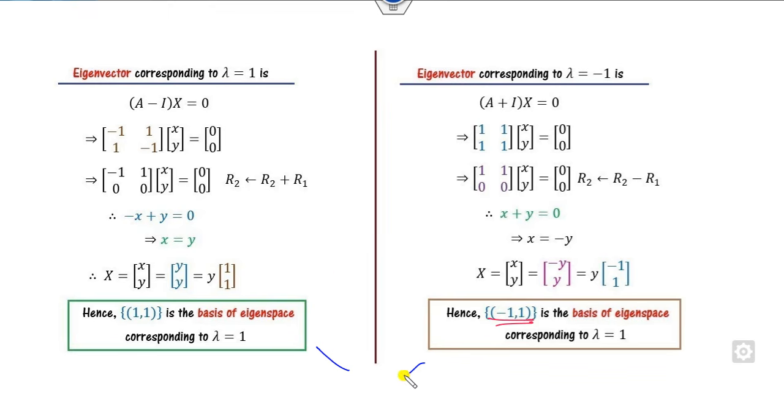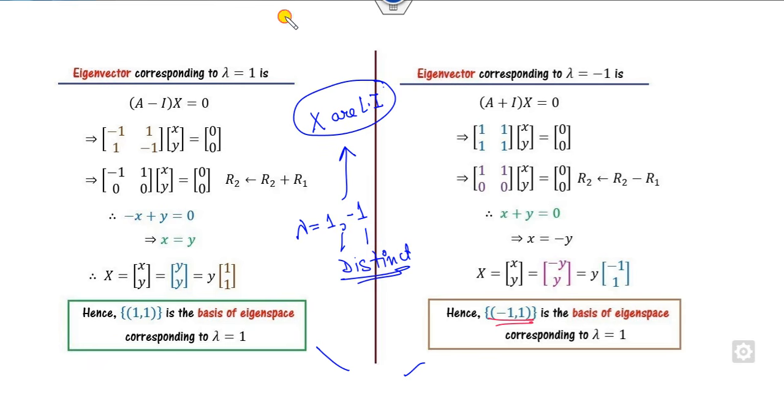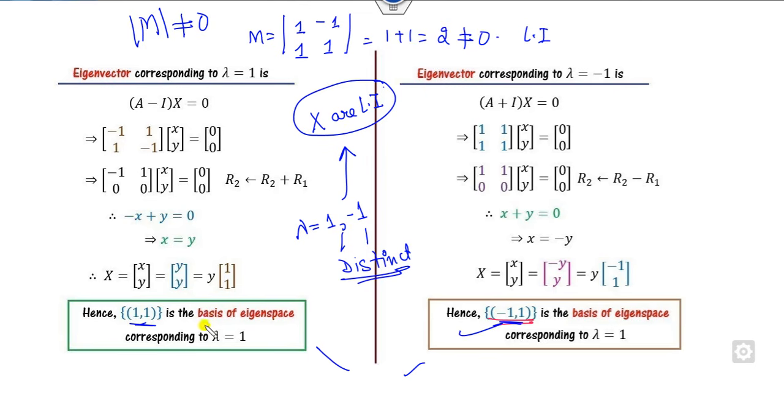How can you check whether your answer is correct or not in the examination? Now you can see my eigenvalues are minus 1 and plus 1, and both are distinct. So once they are distinct, you can check that the corresponding eigenvectors are linearly independent. How can you check that? The first vector is (1, 1). The second vector is (minus 1, 1). If I call this matrix M and find the determinant of M, it should always be non-zero. You can see 1 plus 1 is 2, which is non-zero, so they are linearly independent. It means these answers are your correct options.